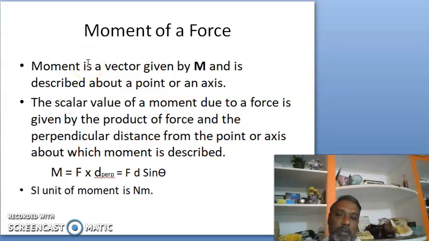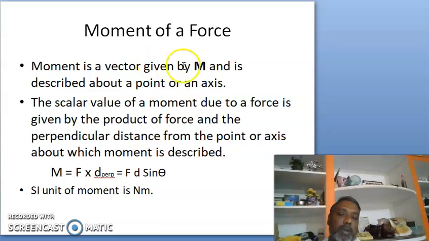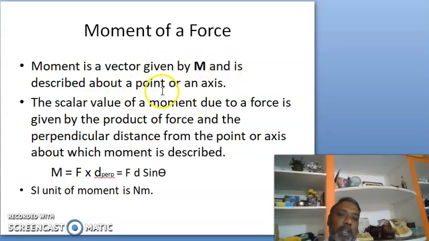Moment of a force. Moment is a vector quantity given by m vector and is described about a point or an axis. Although it is a vector quantity, we can study that as a scalar quantity, and the scalar value of the moment due to a force is given by the product of the force and the perpendicular distance from the point or axis about which the moment is described.